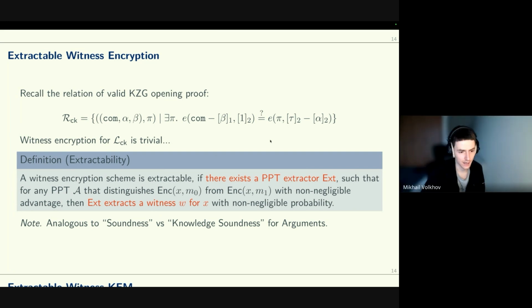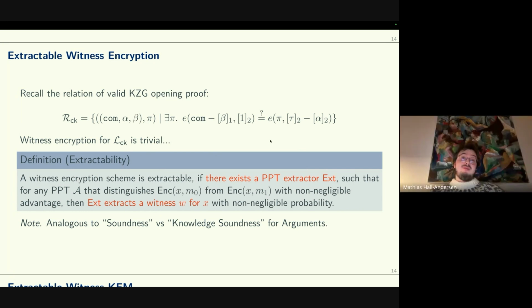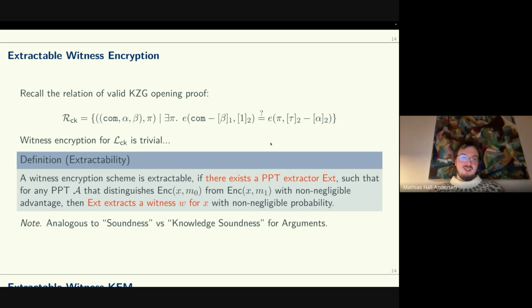So an analogy with this and regular encryption would be that if you distinguish, you would extract a secret key, kind of. Yeah, exactly. It would be like, hey, if you can distinguish the difference between encrypting this thing with RSA or encrypting the other thing with RSA, then I can recover your RSA secret key, or I can factor something like that. That will be the analogy.